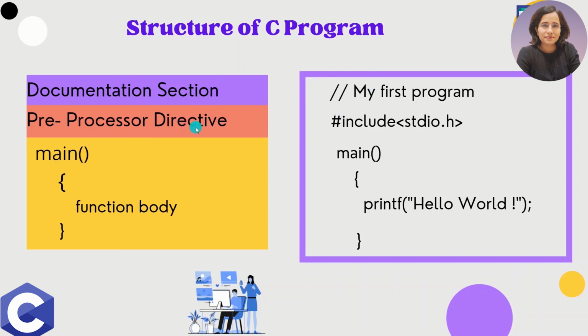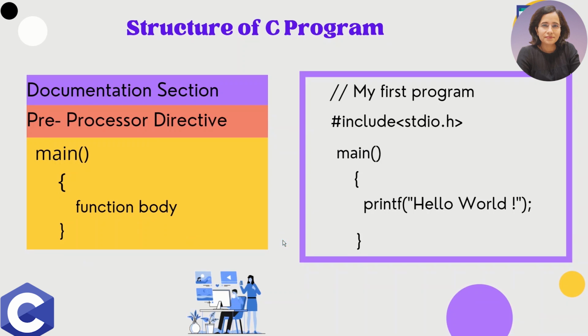The next is the preprocessor directive, in which we include the required header files. All the header files begin with the hash symbol. Every C program must have one main function. This section includes the actual code. Every statement should end with a semicolon, and it should be included within the opening and closing braces. There are some more sections which we'll be studying in the coming videos.